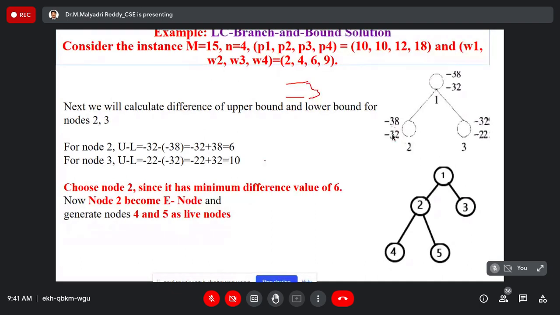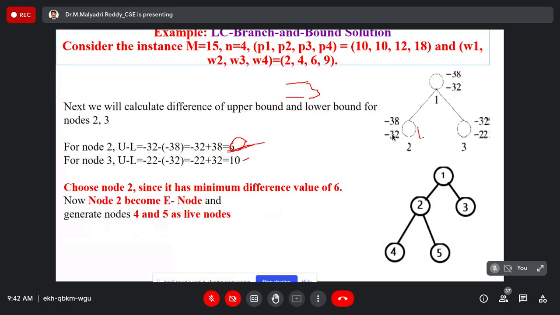For node 2, the upper bound is minus 32 and the lower bound is minus 38. Minus 32 minus minus 38 is minus 32 plus 38, which is equal to 6. Similarly for live node 3, the difference is 10. So for live nodes 2 and 3 I calculated the differences between the upper and lower boundaries. Then I have to identify which one is the minimum cost. 6 is the minimum cost.